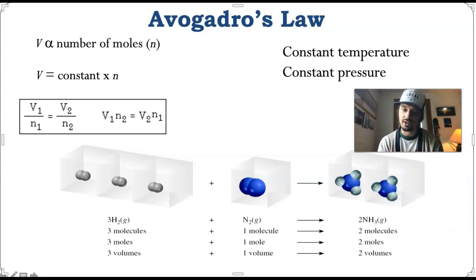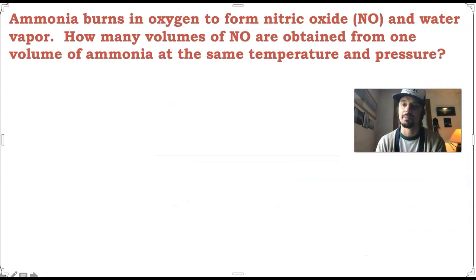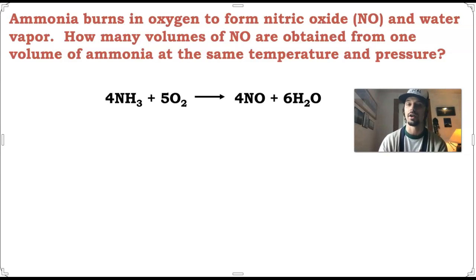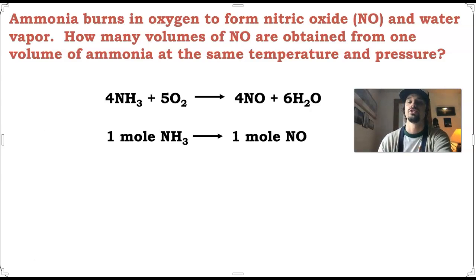But what we can focus on is how does this relate to balanced chemical equations. So here's a problem. You won't see necessarily a problem like this, but I wanted to use it to further explain Avogadro's law. So ammonia burns in oxygen to form nitric oxide and water vapor. So there's my balanced chemical equation. How many volumes of nitrogen monoxide are obtained from 1 volume of ammonia at the same temperature and pressure?